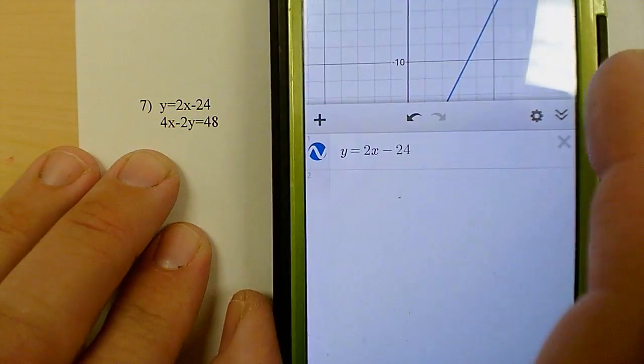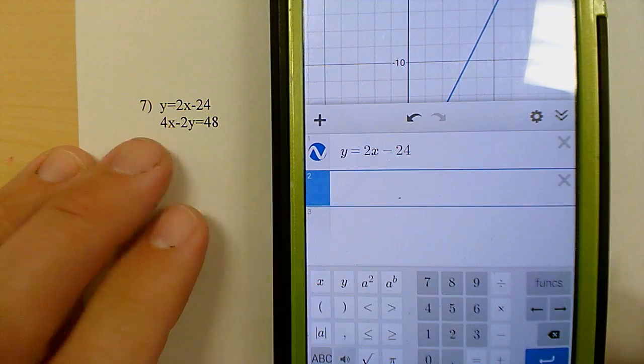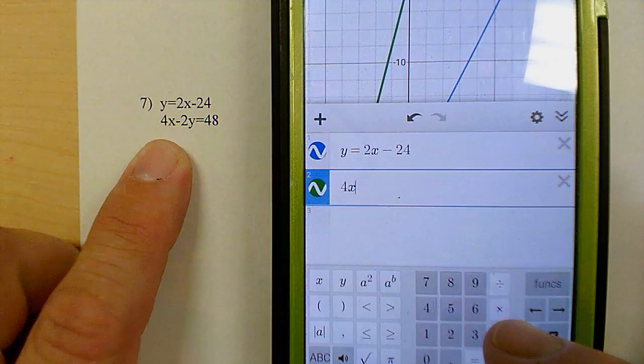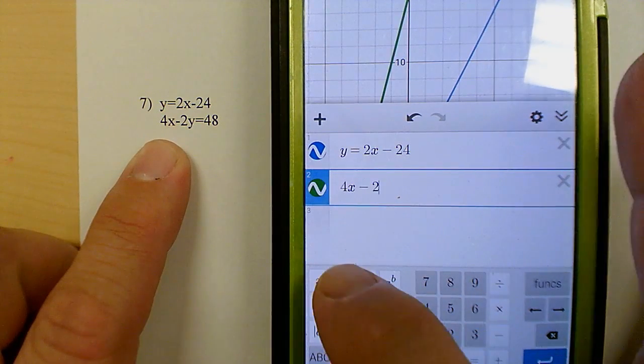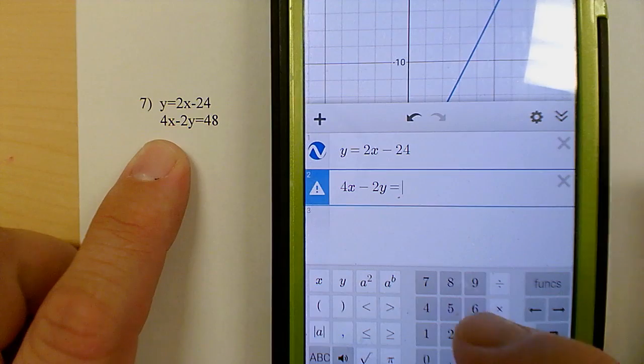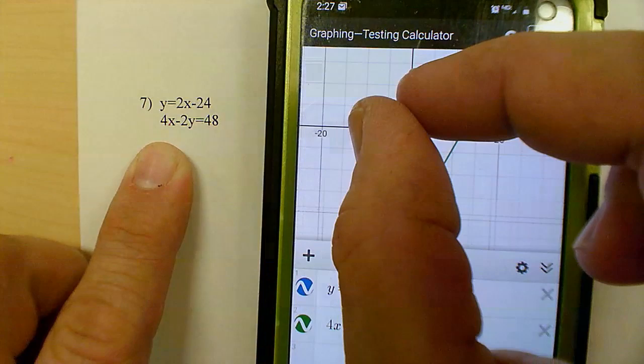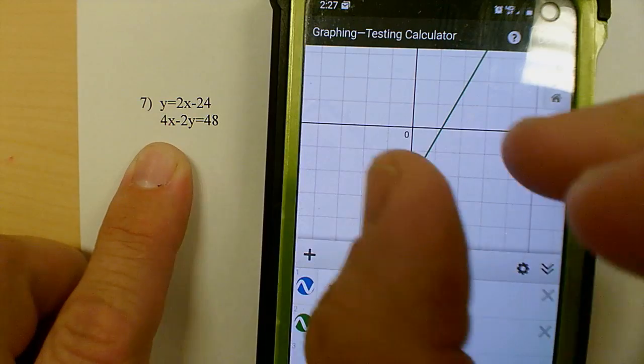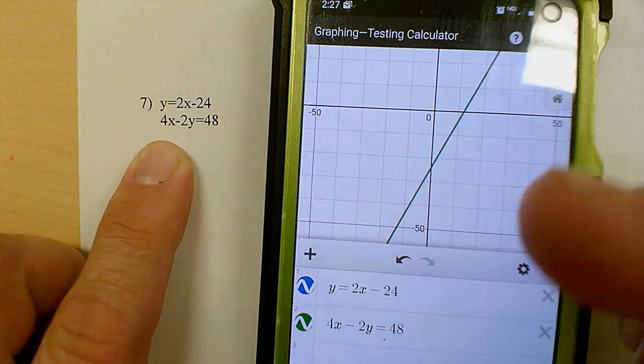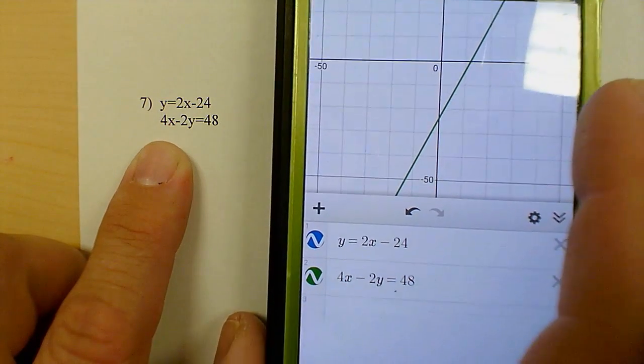Alright, now I'm going to tap into the second box and type in the second equation. The 4x minus 2y equals 48. Okay, now when I do that, I don't see the other equation. Even if I zoom out or look around, I don't see it anywhere. Well, let's take a look at what's going on.